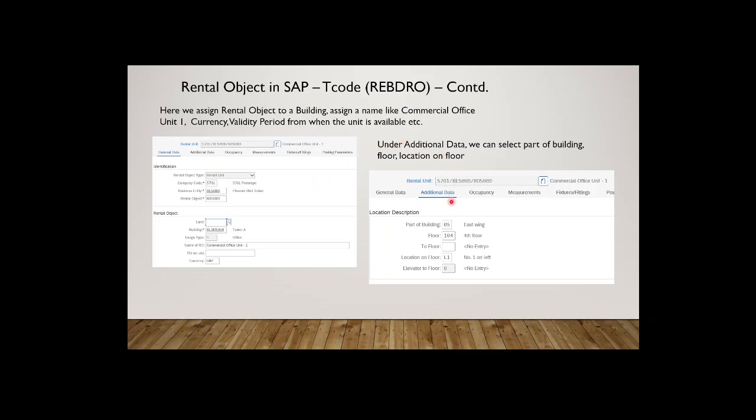In the additional data tab, you also assign the location of the rental object, so in which part of the building this rental object exists. Is it east wing, north wing, west wing? All these things are available. Which floor it is on, what is the location on the floor. There are lots of things you can define in the rental object.